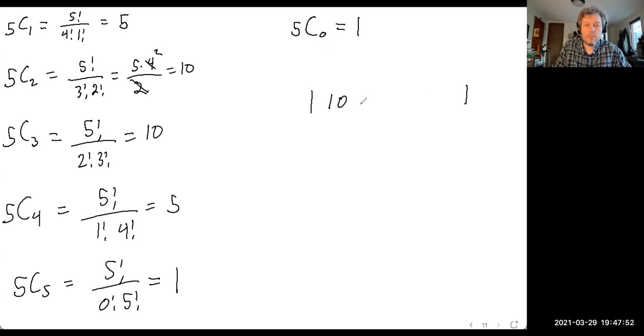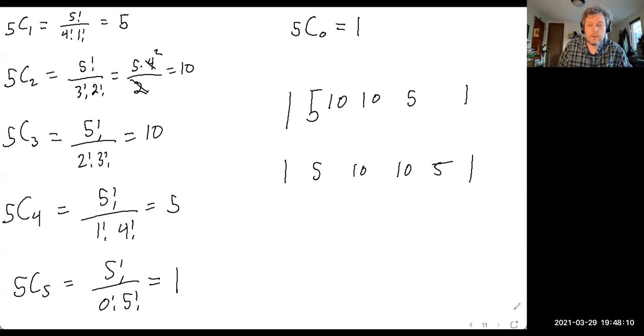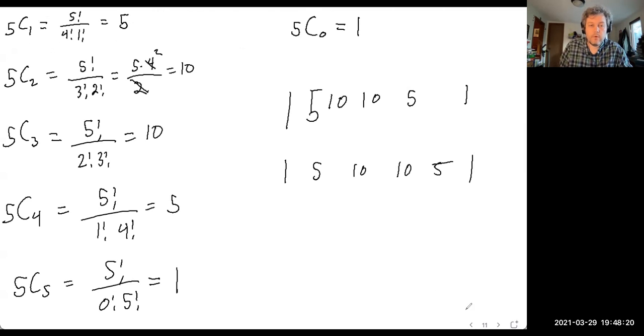10, 10, 5. Oh, I forgot this 5 here. Let's make that into a 5. There you go. So you can kind of see there's symmetry. 1, 5, 10, 10, 5, 1. So is there anything we can learn from this? Well, something like 7 choose 6, I know is just going to equal 7. Just like before, if you're choosing 1 less than the total, it's just that number. So you can kind of go from there.